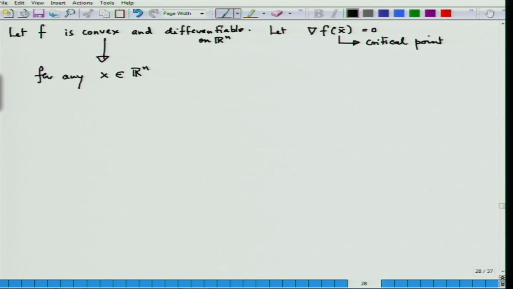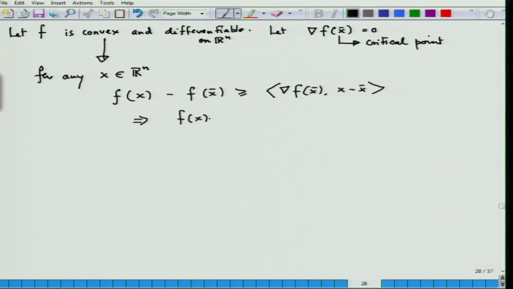And for any x in Rn, f of x minus f of x bar must be greater than grad of f x bar times x minus x bar, but grad of f x bar is 0, which would imply immediately that f of x must be bigger than f of x bar for all x element of Rn.